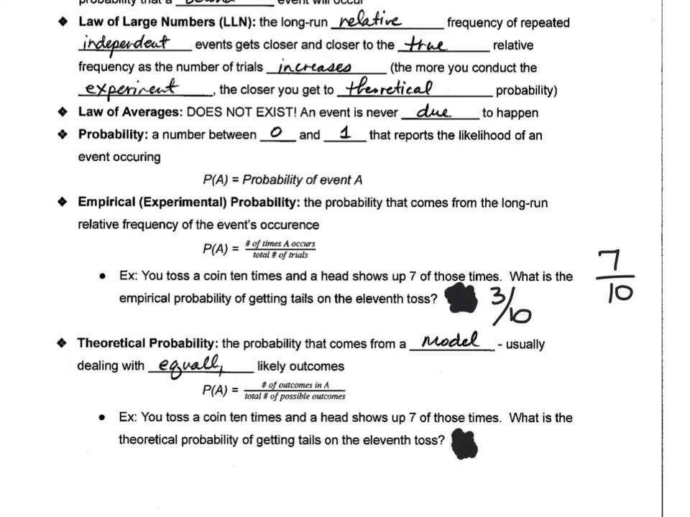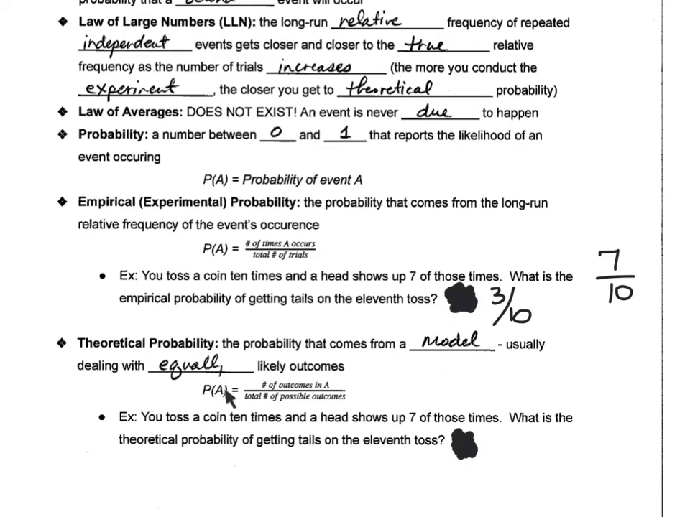Now, theoretical probability is much more of what we look at in terms of most of the probabilities we're going to do. Theoretical probability is the probability that comes from a model. It's usually dealing with equally likely outcomes. This does not mean that these are equally likely all the time. So how do we find theoretical probability?